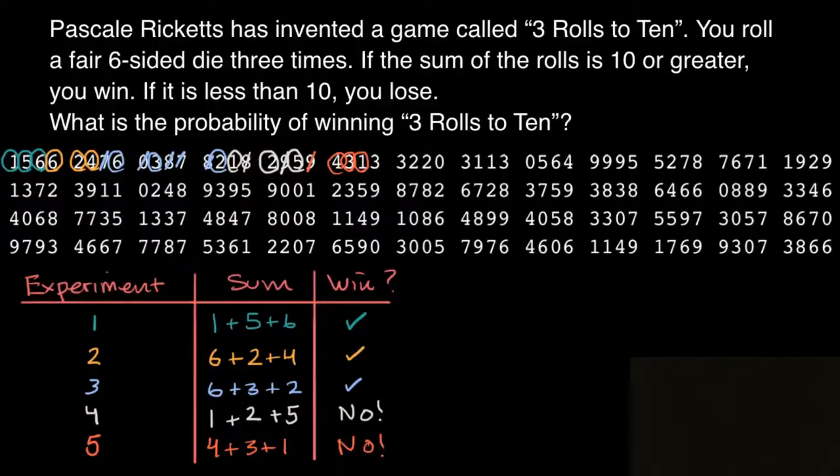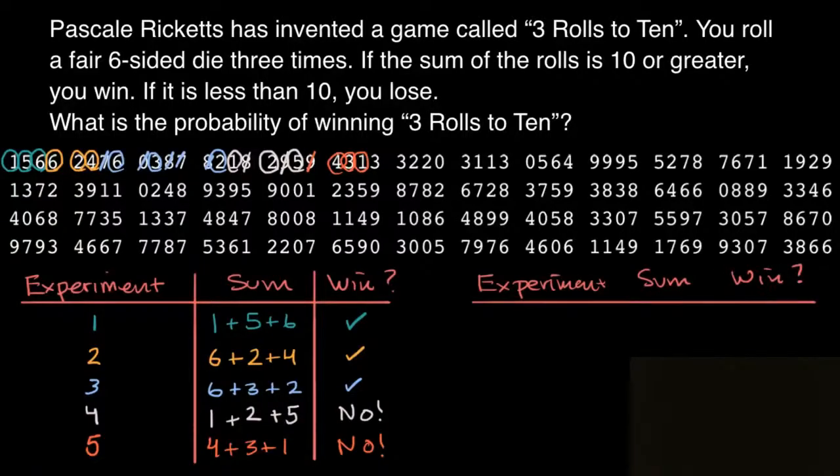So I'm going to keep going with my table where I have experiment. I'll do 5 more trials. Experiment, sum, and do we win? Let me make the table. This is just a continuation of the table we had before. I don't want to go below the page because I want to be able to look at our random numbers here. So we are on to experiment 6. We are getting a 3 in the first roll, a 3 in the second roll. This isn't looking good. And then a 2 in our third roll. Did we win? No. This is less than 10.